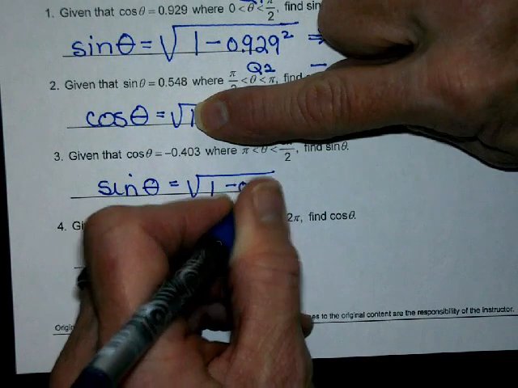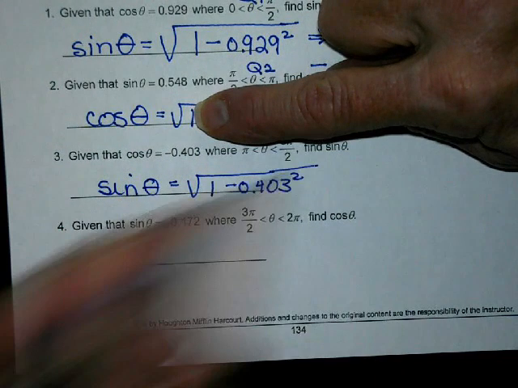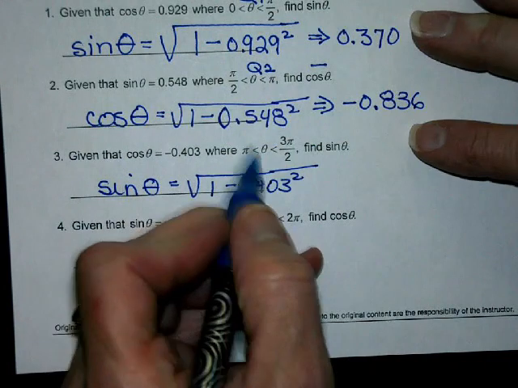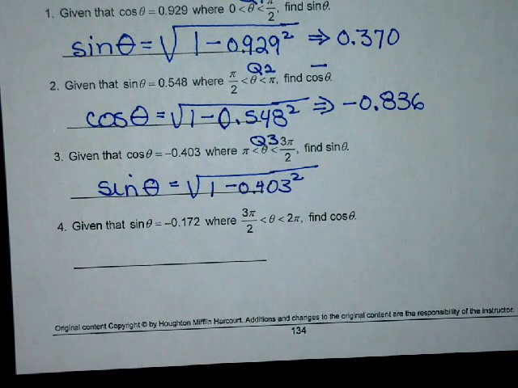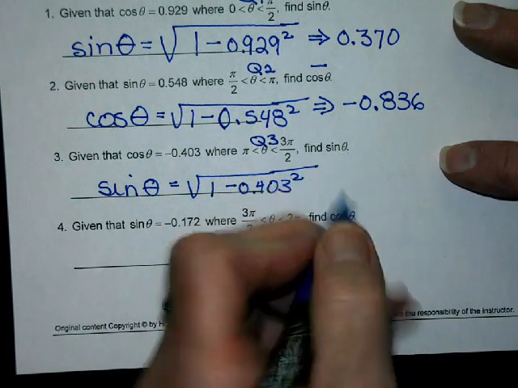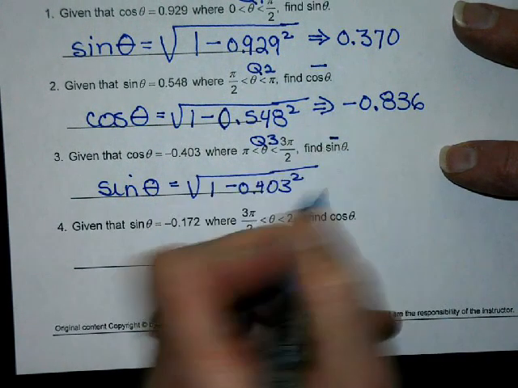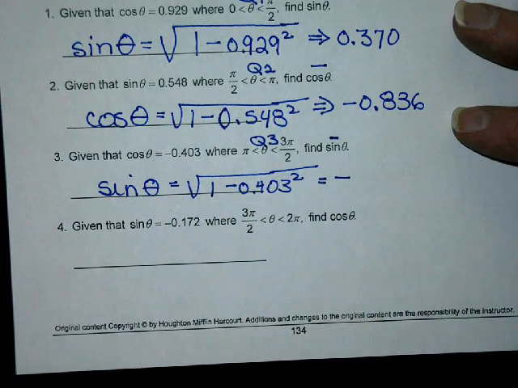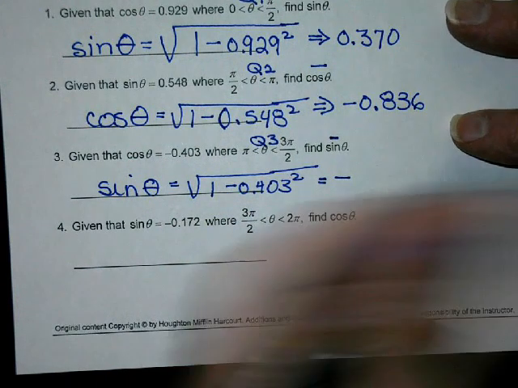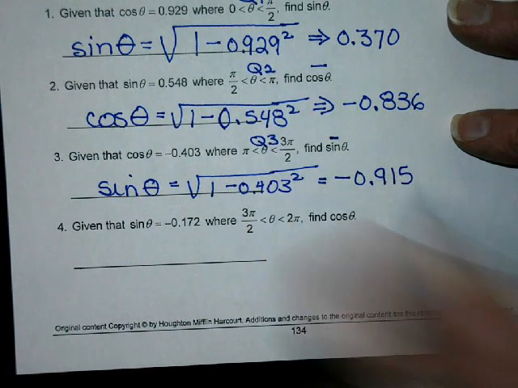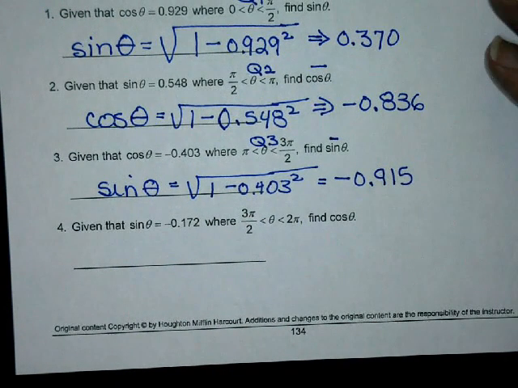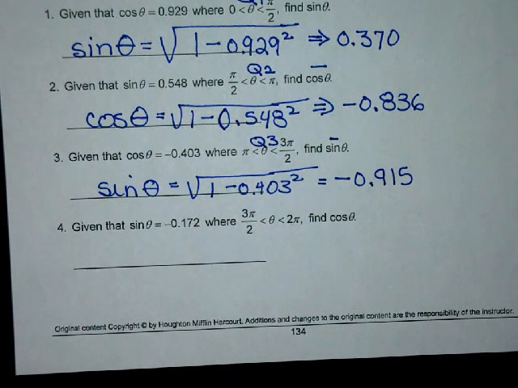Okay, so I'm looking for the sine. I'll quick finish here. 1 minus, and I'm just going to put in 0.403 because if I square it, it's going to come out a positive number anyway. Pi to 3 pi over 2, that's quadrant 3. Everything's negative in quadrant 3 except for tangent. So that's my answer. I'm going to go ahead and write a negative out. Do the calculator, and 0.915. I will stop there. I think that's enough.